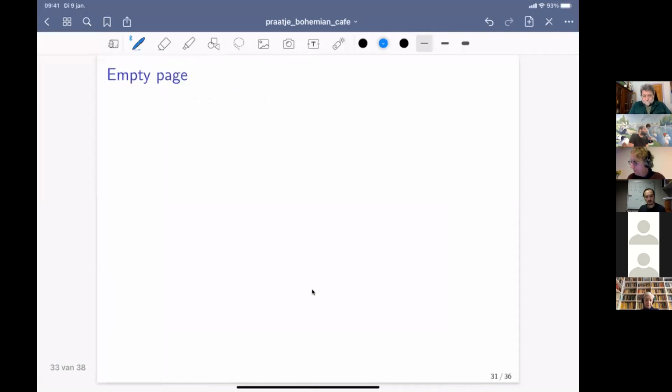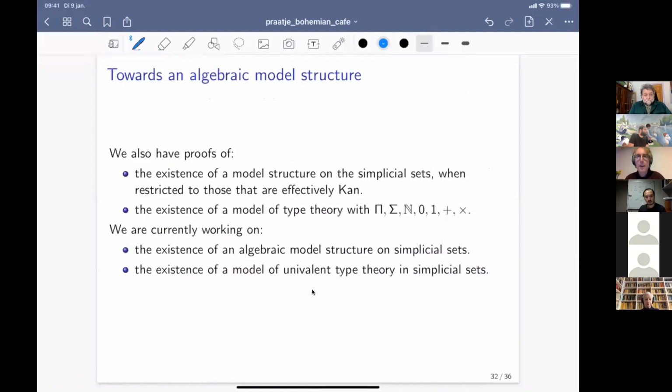All right, let me wrap up. What I think we can claim is that, based on this definition of an effective fibration, we can construct a kind of model structure on simplicial sets, provided we restrict to those objects which are effectively Kan. We have these type constructors, but that's not where we want to go. I mean, we want to go further. We want to actually have a full model structure on the entire category of simplicial sets. We want to be able to interpret other kinds of type constructors as well, in particular univalent universes.